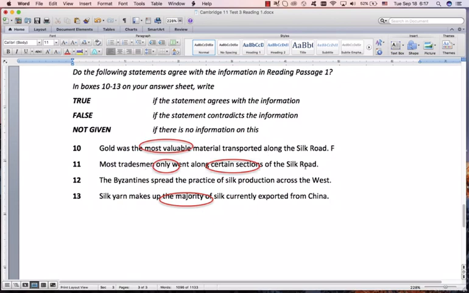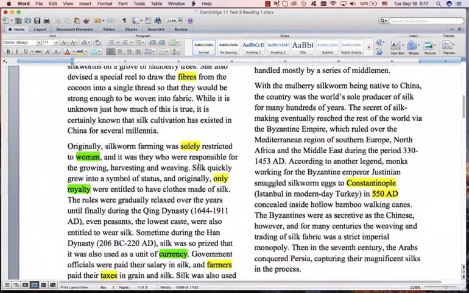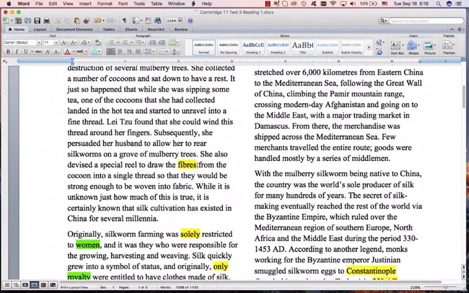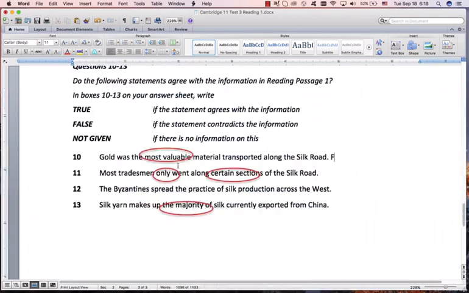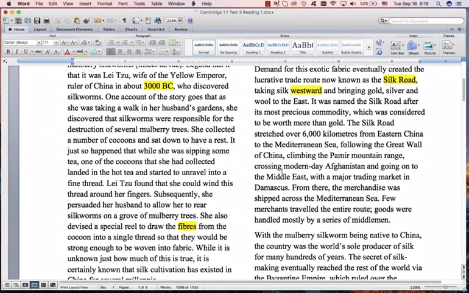Tradesmen only went along certain sections of the Silk Road. I think this is one of the more difficult ones. You need to find tradesmen. It was again quite a vocabulary issue. Just shows you how true, false, not given depends a lot on vocabulary a lot of the time. Anyway, can you see tradesman? If you can't, what else could you scan for? I guess went. Certain sections of the Silk Road. Parts. And there's tradesmen over there. Okay, you didn't know that, but maybe you could have done it as went.